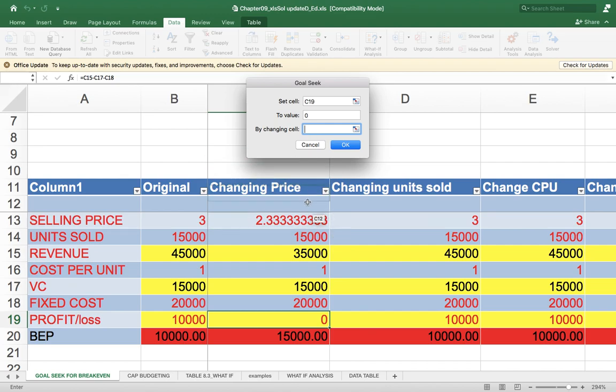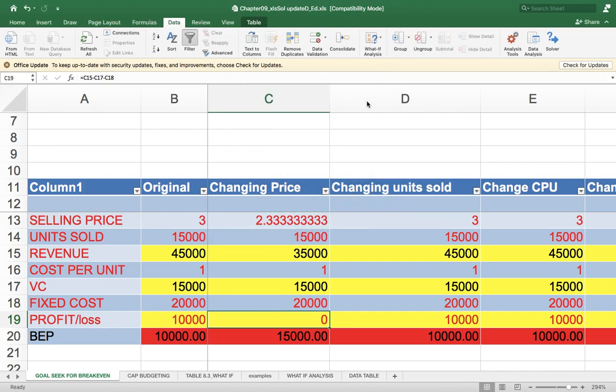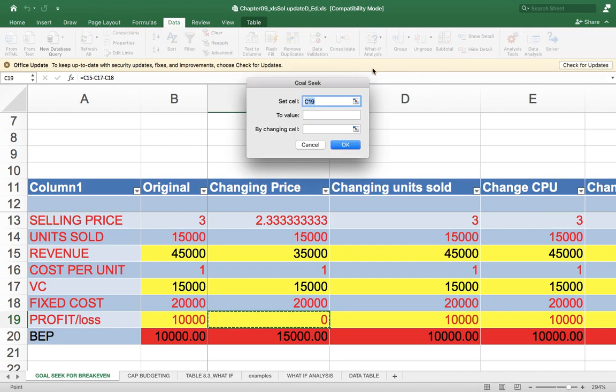By changing, for example, the selling price. Enter. Okay. 2.33. For example, same. I will change the value, for example, units sold to value 0. Units sold how much? For example, this I want to change. Say for example, my selling price will be 2.33. Okay.